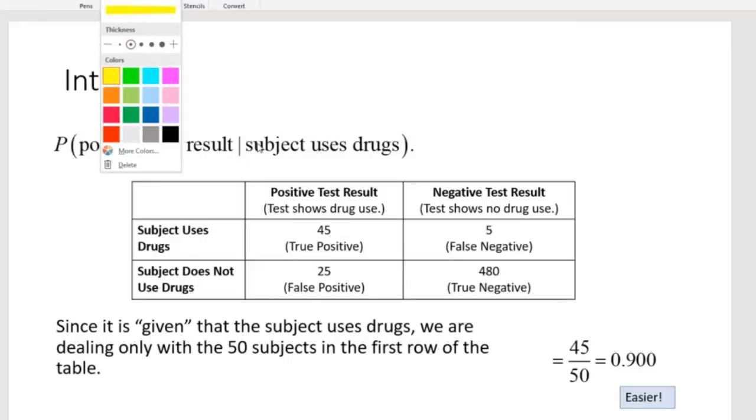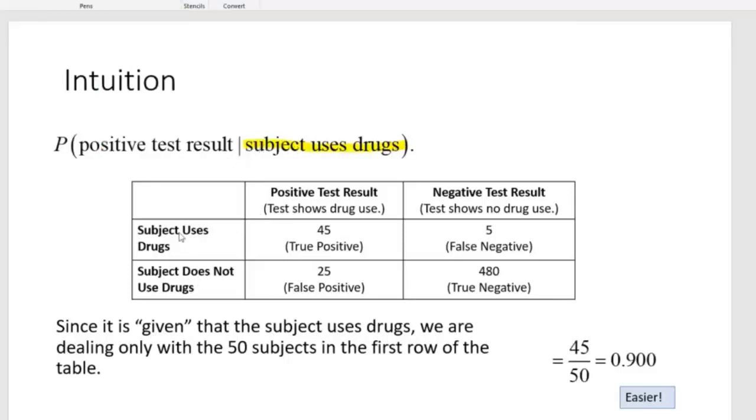Another approach, an intuitive approach, would be just to consider the fact that it's given that the subject uses drugs. If the subject uses drugs, why are we looking at the rest of the chart? Only look at this row of the chart. And again, that's where the 50 comes from. So that added up to 50. But then out of that row, only looking at that row, we're looking for the positive test result, and that refers to this 45. And then you can simply say 45 out of 50, and when you divide that out, that's 0.9.